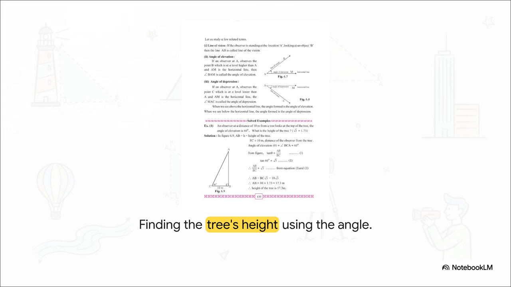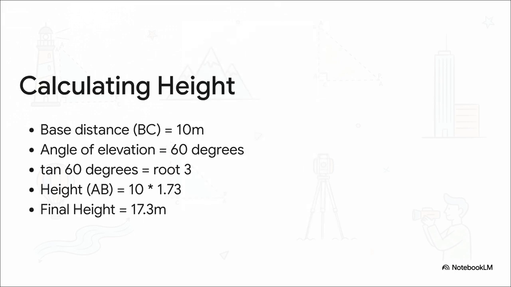Imagine an observer who is standing exactly 10 meters away from the base of a tree. They look up at the very top of the tree, and their angle of elevation is 60 degrees. Our task is to find the total height of this tree. If we picture our sketch, the tree is our perpendicular vertical line, and that 10-meter distance along the ground is our base. Let's calculate this methodically together.